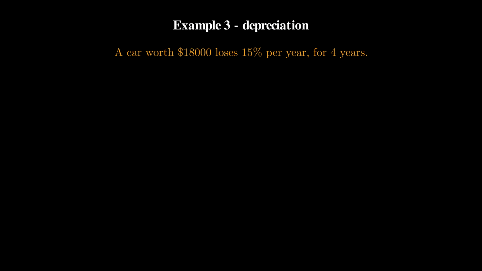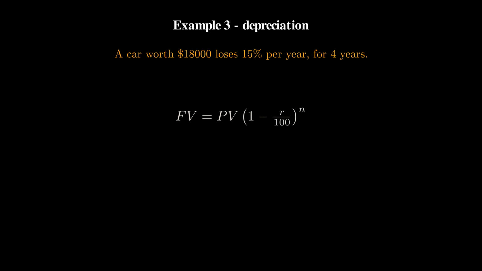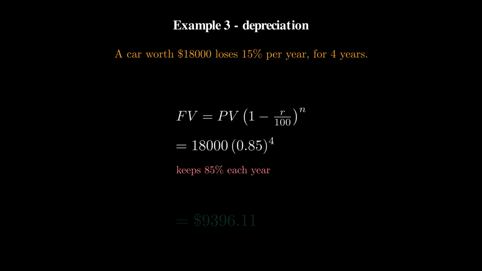Example 3 flips growth into decay. A car worth $18,000 loses 15% of its value each year for 4 years. Depreciation, so the multiplier drops below 1. If it loses 15%, it keeps 85. So the multiplier is 0.85, not 1.15. 18,000 times 0.85 to the fourth gives $9,396.11, just over half its value after 4 years.